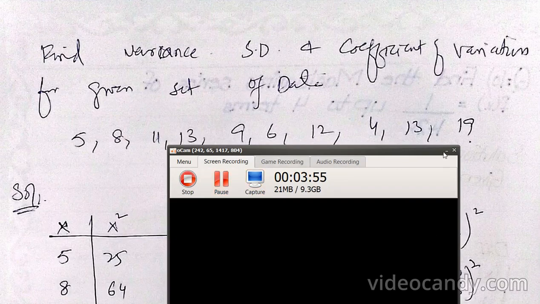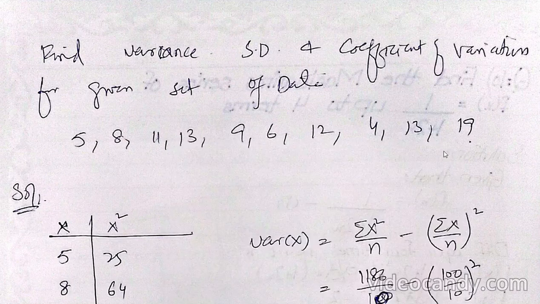This is a question for ungrouped data: find the variance, standard deviation and coefficient of variation for the given set of data. Why I am adding standard deviation and coefficient of variation, I'll explain later. But first, this is ungrouped data. We have the observations 5, 8, 11, 13, 9, 6, 12, 4, 13 and 19. If we use the first formula it will be a lot more difficult, so I told you we'll use the second, derived formula for variance.